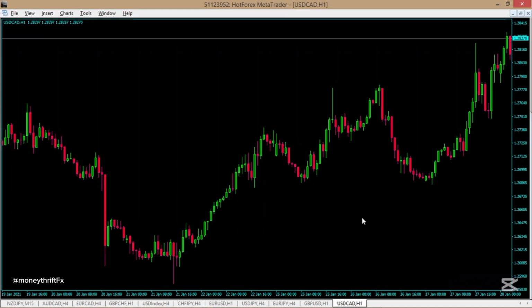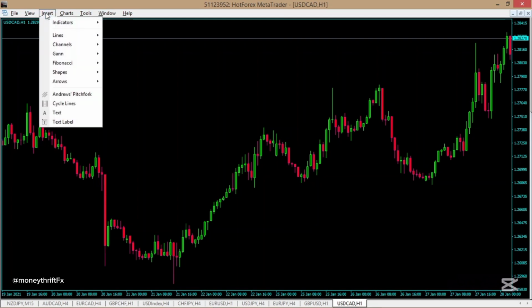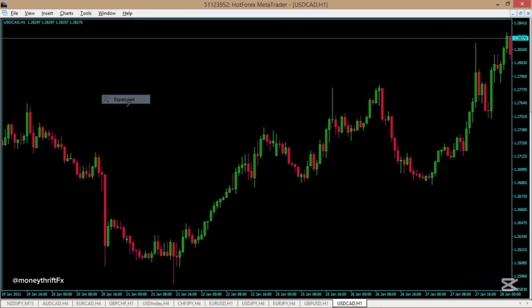So this is what I use, or one of the things I use. I use lots of things actually. It's one of the things I use to find where I can stop my buying. You get the point. So let's look into it. I'm going to insert the Fibonacci expansion tool here.